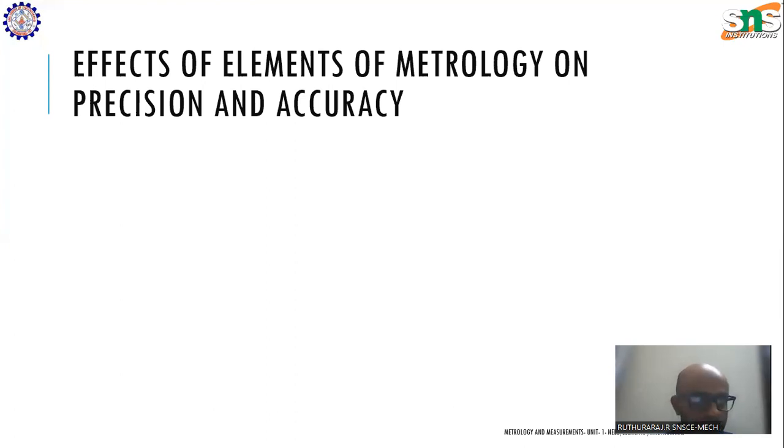So we'll continue the discussion on the effect of precision and accuracy. In the previous lecture, we defined the concept of precision and accuracy, the interlink between those two concepts, and how precision and accuracy are determined. In this lecture, we'll be discussing the factors that contribute to, or may affect, the precision and accuracy of a measuring instrument.